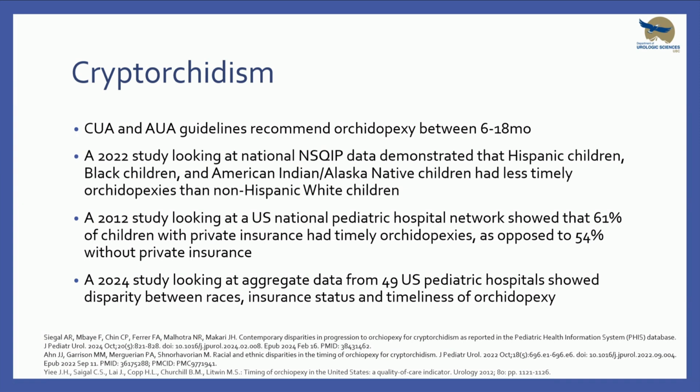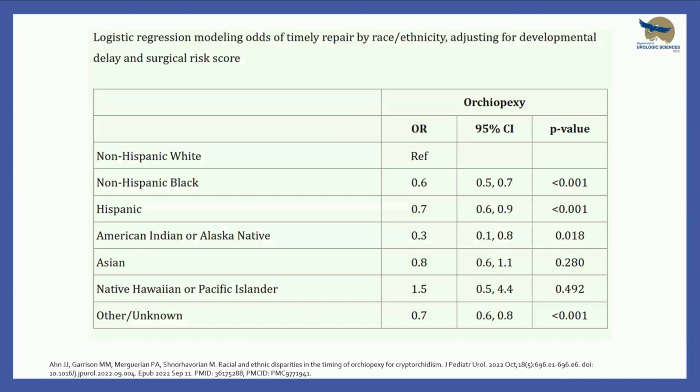And just recently, last year, there was an American study looking at aggregate data from over 49 hospitals that basically combined the two, and it showed disparity between races, insurance status, and timeliness of orchidopexy. So this is just a table from the 2022 study out of the US looking at race. And again, you see odds ratios for Black patients, Hispanic patients, and other patients, and American Indian or Alaska Native.